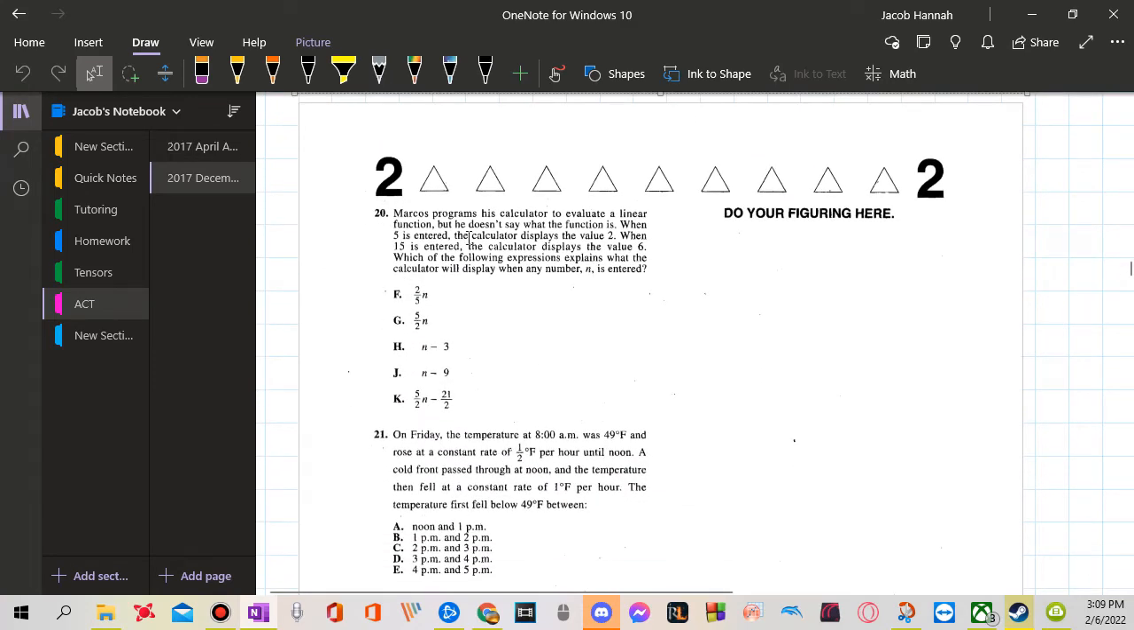Marcos programs his calculator to evaluate a linear function, but he doesn't say what the function is. When 5 is entered, the calculator displays the value 2. When 15 is entered, the calculator displays the value 6. Which of the following expressions explains what the calculator will display when any number n is entered?